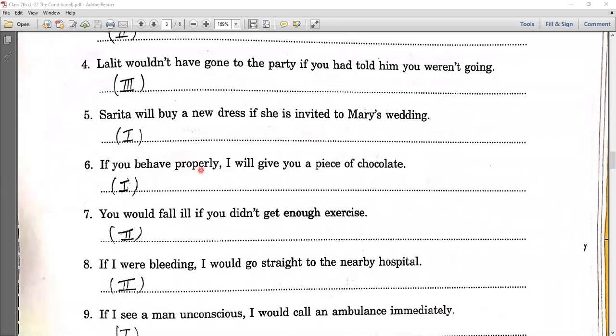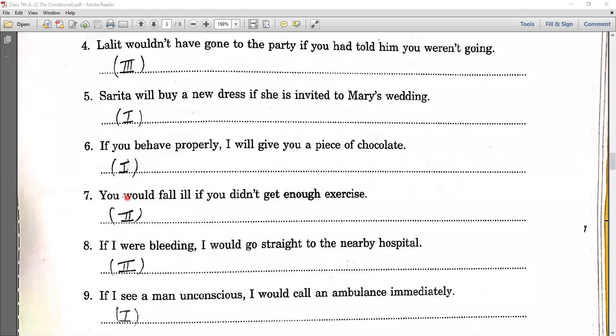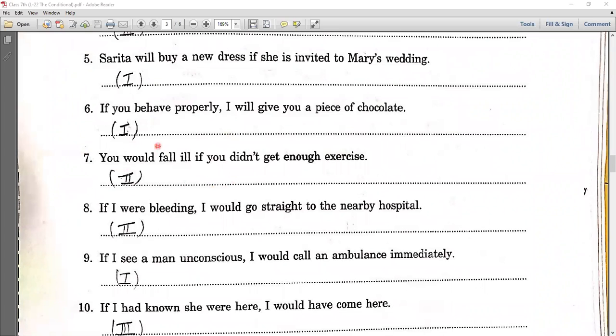If you behave properly, behave is simple present. And okay, I will give you a piece of chocolate. I will, we apply in the main clause of the first conditional sentence. So that is why it is the first conditional sentence. You would fall ill if you did not get enough exercise. Okay, you would, we apply in the main clause where the speaker is talking about the past. Okay, past activities. So here what did we get? Did is the second form. Okay, what is the second form of do? Did. So this is the second conditional sentence.